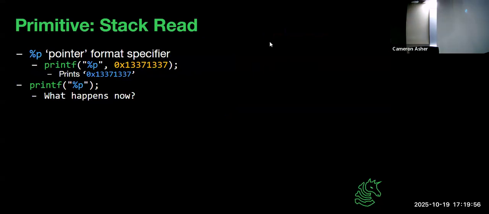Okay, so the primitive for stack read. Like %p, where we're saying it prints a pointer, right? It prints out in hex. This is an example of how this would be used correctly. But what happens if we just call it with %p, no argument? What's going to happen next?